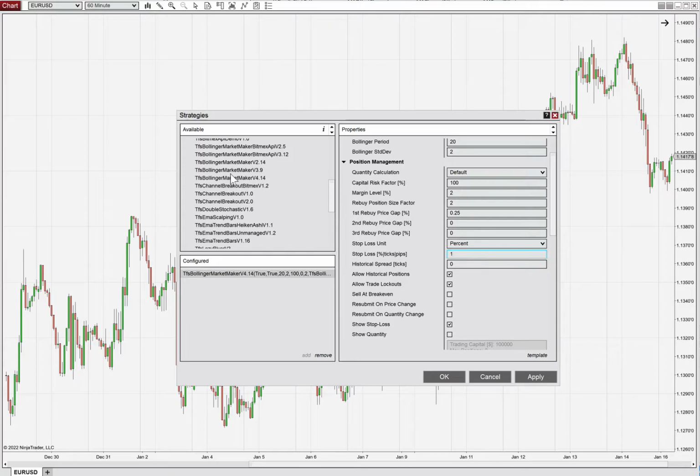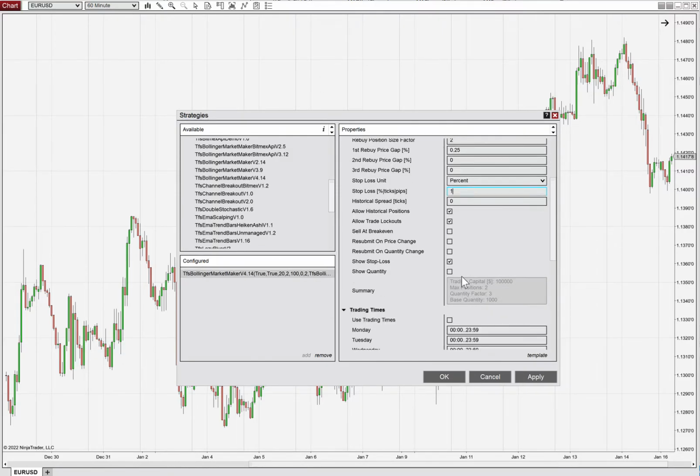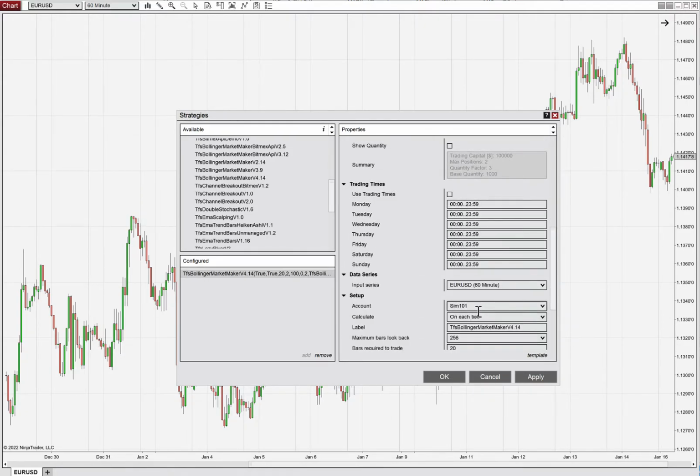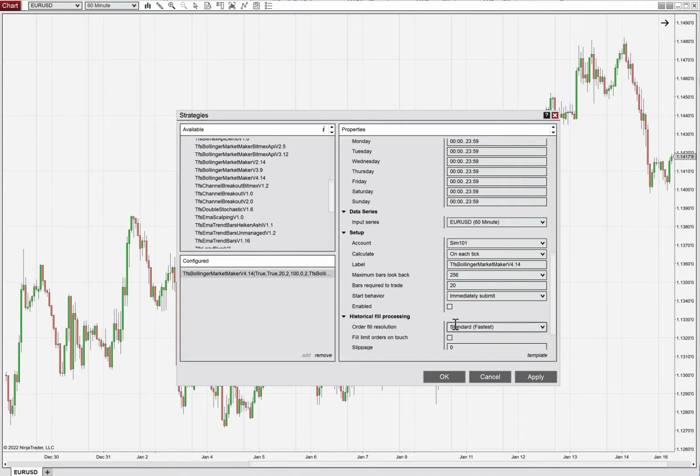It also depends on the minute chart you're using. So a 5-minute chart might need different settings than a 60-minute chart. That's clear here. The rest is basically the same, showing the stop loss. I'm not using trading times, using the simulated account, clicking enabled here.